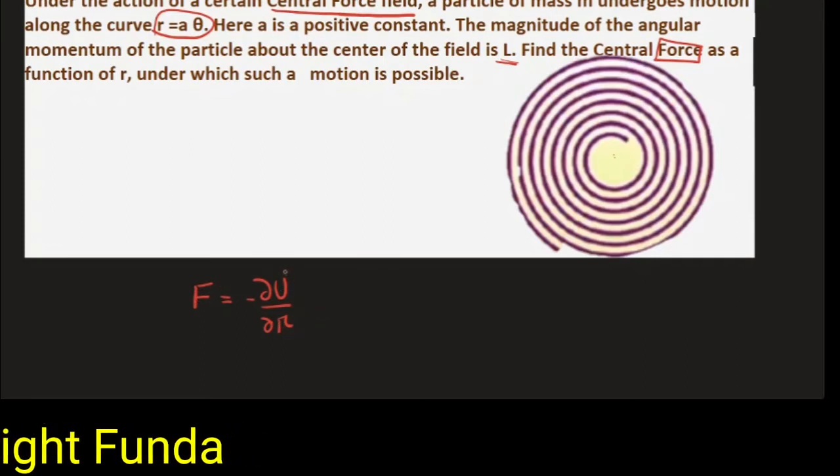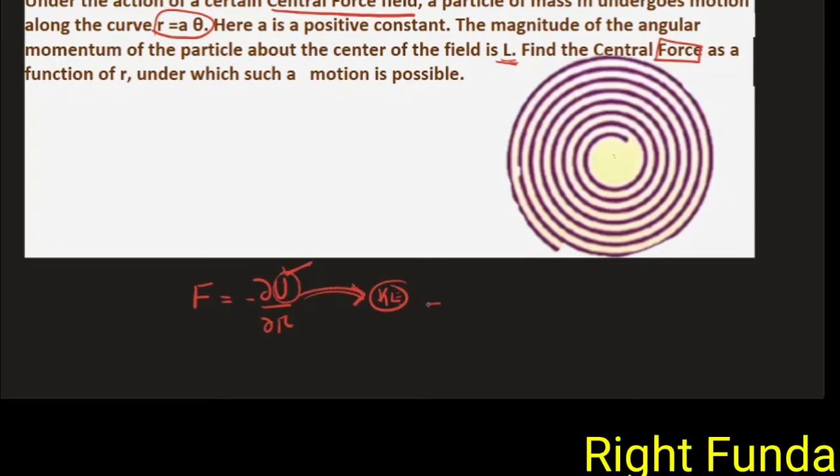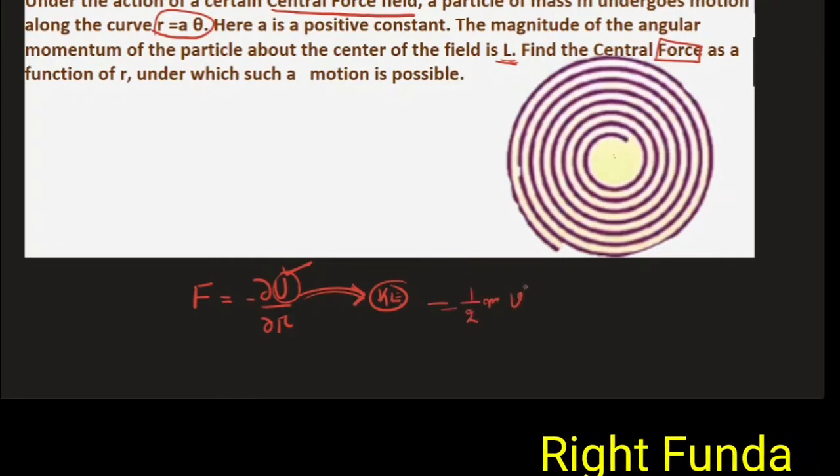So how will I get the potential energy from the given question? What is given? Angular momentum is given. From that, how can I get the potential energy? First I have to think. Somehow total energy is constant. So if I can somehow get the kinetic energy, then I can get the potential energy. So my next task, the potential energy calculation, reduces to kinetic energy calculation, and kinetic energy is equal to half m v squared.